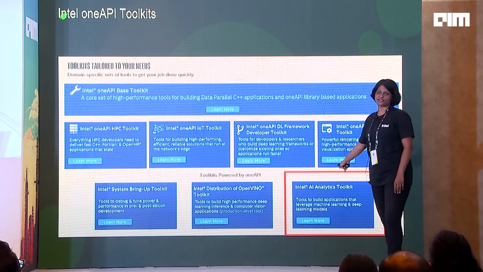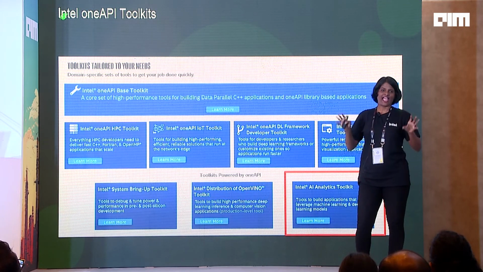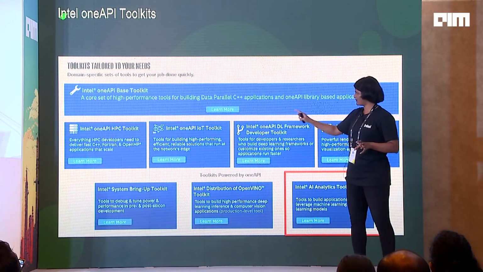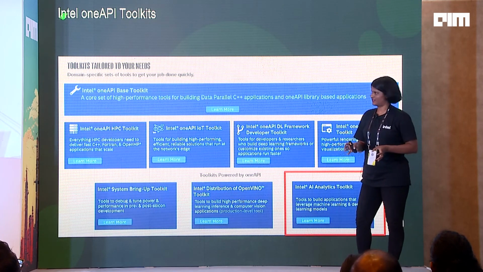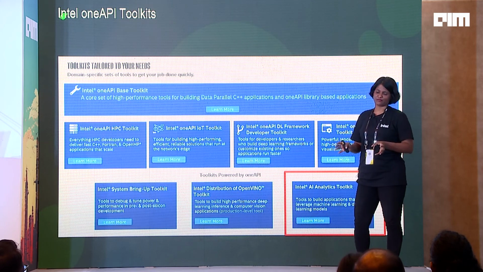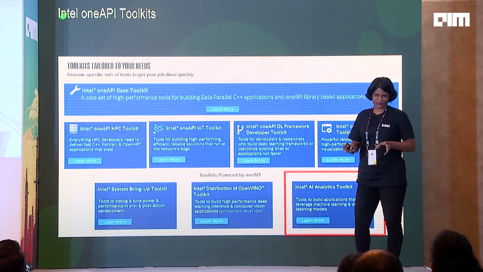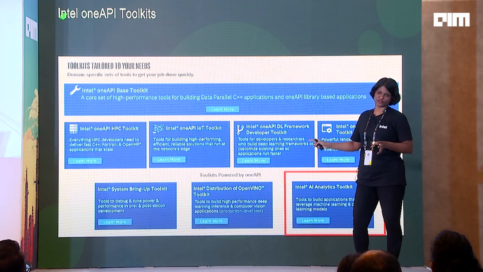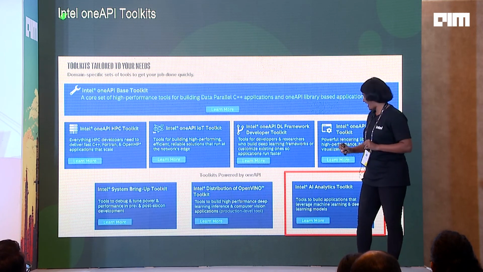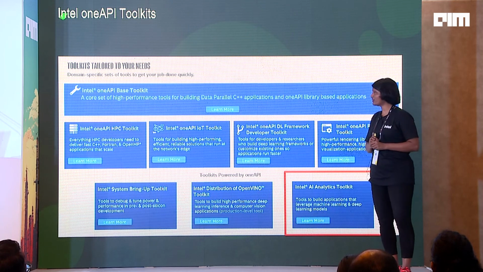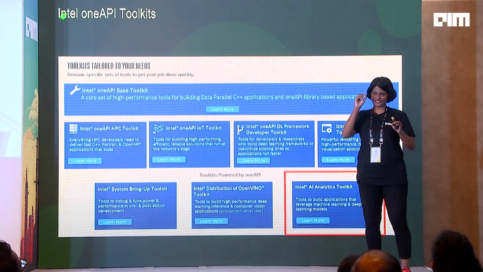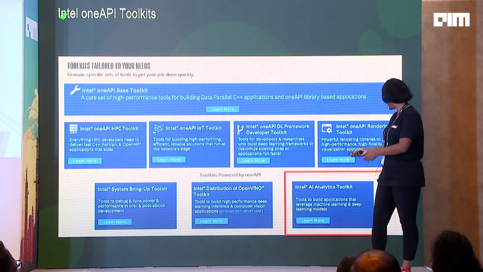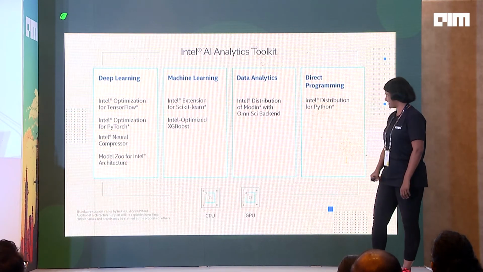So today's focus is going to be on the Intel AI Analytics Toolkit. But you can go to the website and explore the other oneAPI toolkits available. There are a lot of courses and plenty of guides out there to help you out. Today's use case, I'm going to focus on the Intel AI Analytics Toolkit. I'm going to show you how you can improve your performance by 7x by just adding 3 lines of code. So we'll head on to the Intel AI Analytics Toolkit next.